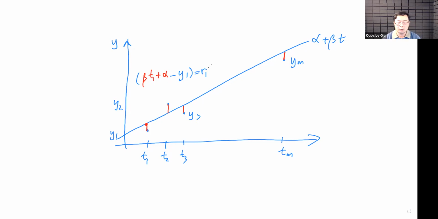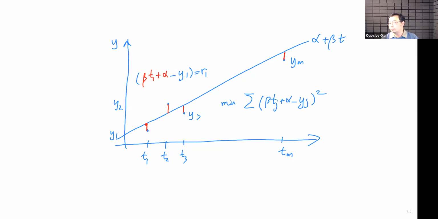But a residual could be positive, could be negative, so you have to sum up the squares, otherwise positives and negatives could cancel. So you have to sum up alpha plus beta Tj minus Yj, squared, and you try to minimize it. You try to find a line that minimizes this sum of squares of the residuals, and we call it the line of best fit.